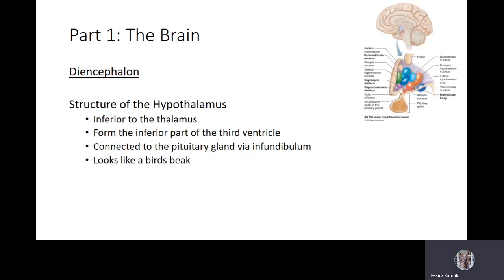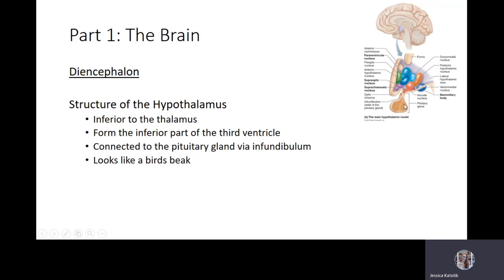Let's talk about the hypothalamus. The hypothalamus is going to be ventral or inferior to the thalamus, and it's actually going to form the inferior parts of the third ventricle. The hypothalamus almost looks like a bird's beak, and connected to it is going to be the pituitary gland.